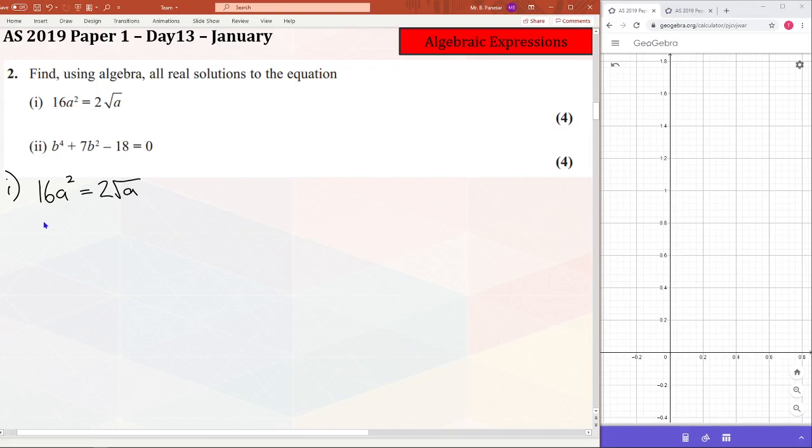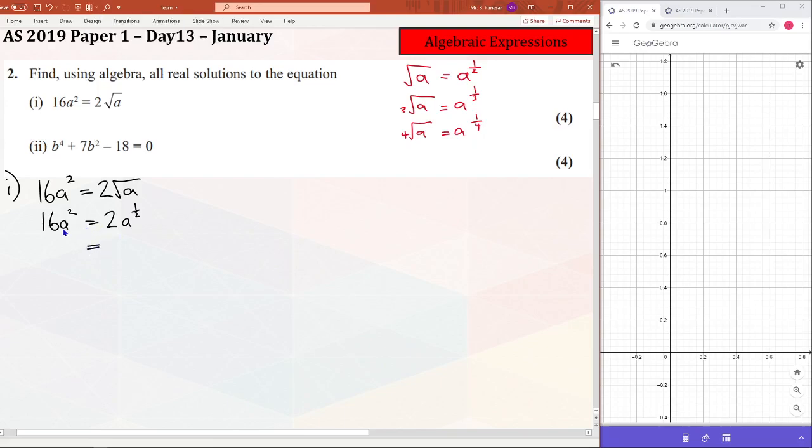I'm going to rewrite root a as a to the power of a half. And you should be familiar with that, but just to remind everyone, I can write root a as a to the power of half. I could write the cube root of a as a to the power of a third. I can write the fourth root of a, so on and so forth. And you should all be familiar with this already.